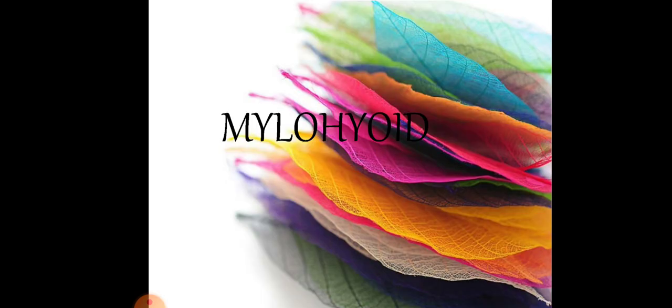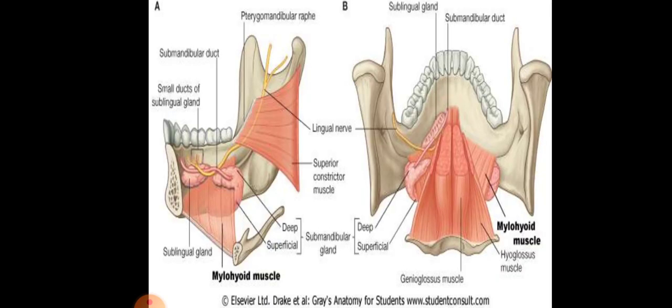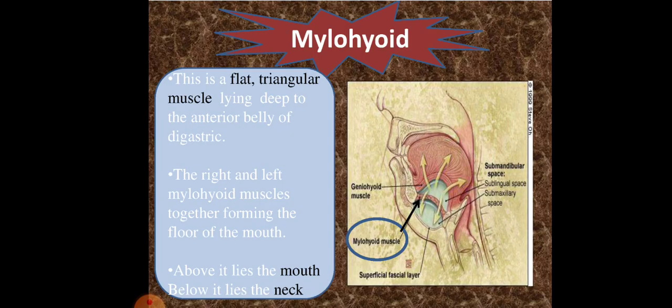Then the next is the mylohyoid muscle. So in this diagram we can see the mylohyoid making the floor of the mouth. Mylohyoid muscle is a flat triangular muscle which is lying deep to the anterior belly of the digastric, and it has two bellies, the right and the left mylohyoid muscles on both sides of the midline.